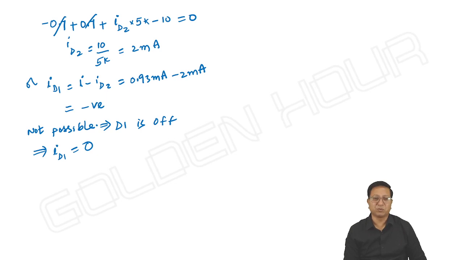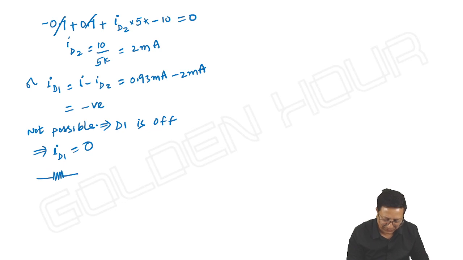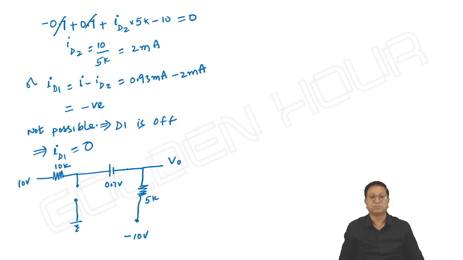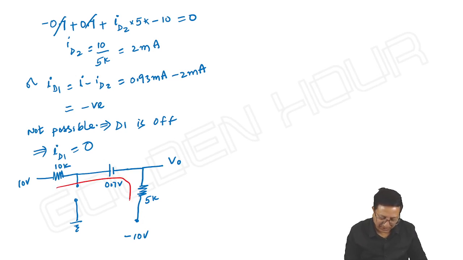Next, what about V output then? The equivalent circuit changes this way. Instead of D1, it is an open circuit. Instead of D2, 0.7 volts. Next 5K and minus 10 volts. It is mentioned as V output. Here it is 10 volts and 10 kilo ohm. This is our equivalent circuit in which the entire ID2 flows in this direction.